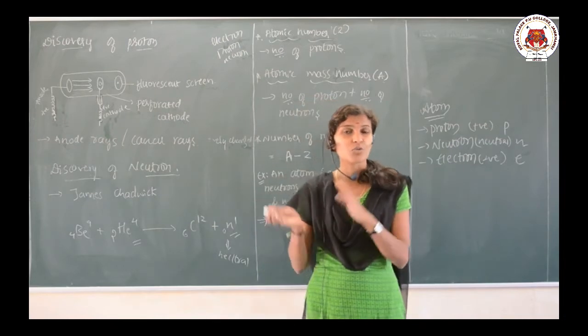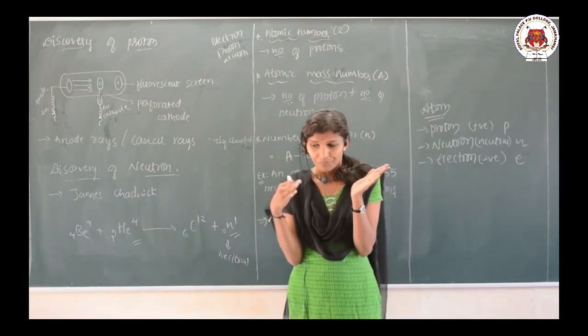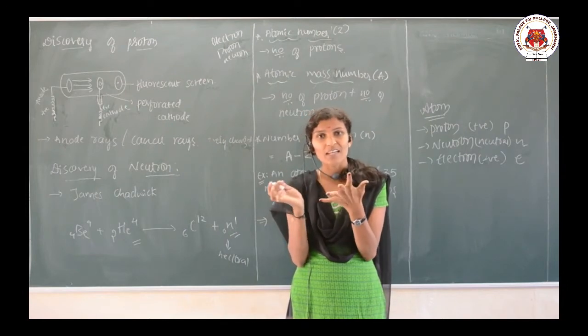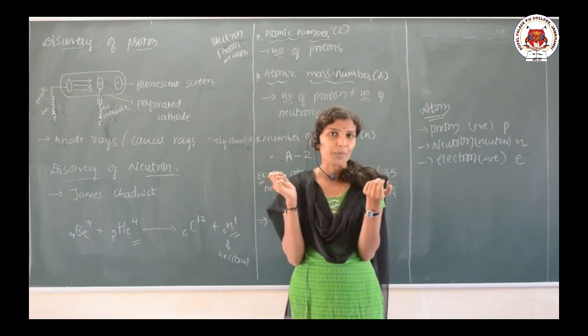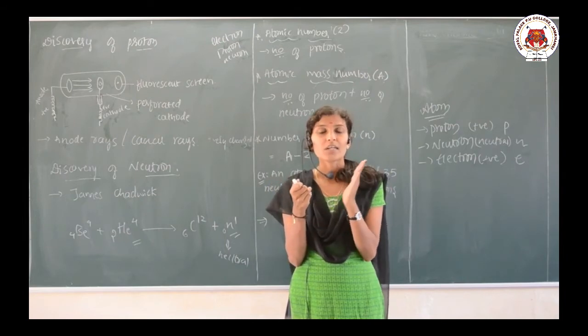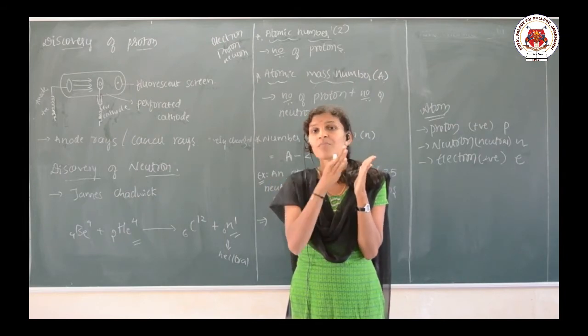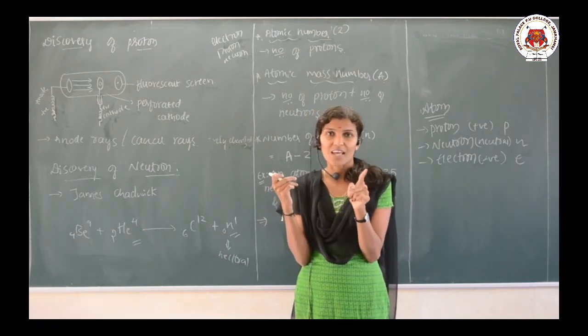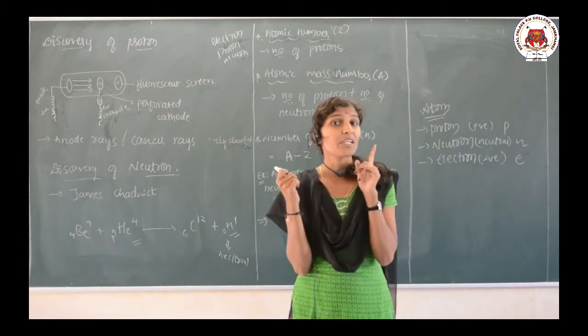In the discharge tube they kept electrodes like anode and cathode, and they took some gas, maintained high voltage and low pressure, and passed electricity. During that time, in one experiment, rays were coming from cathode to anode. Those rays are called cathode rays, which are negatively charged.